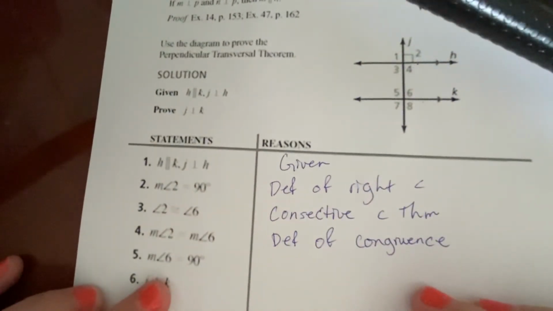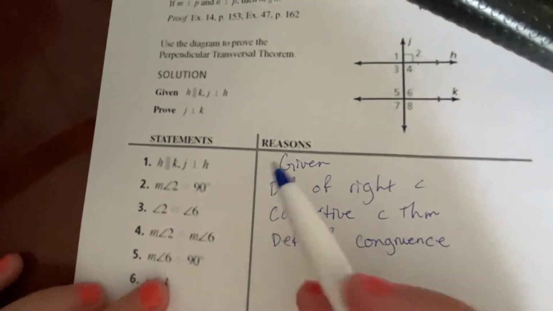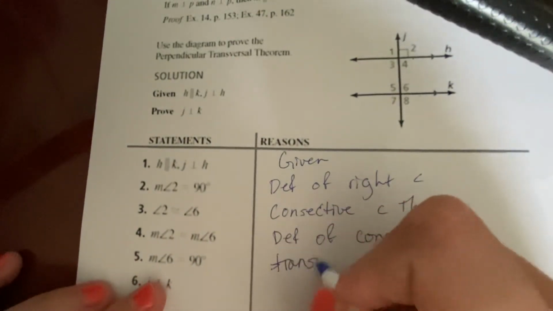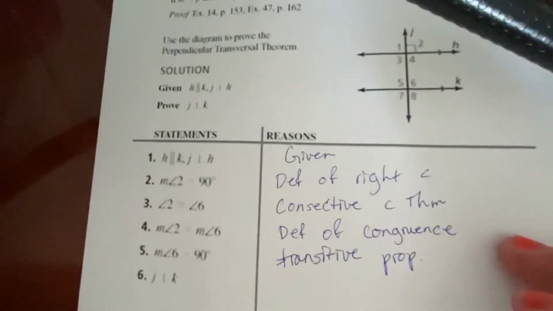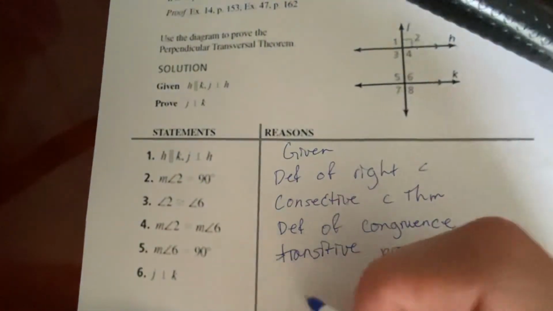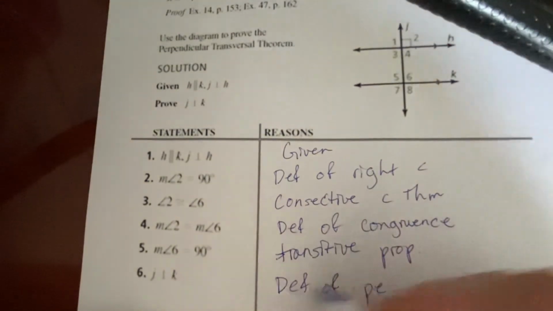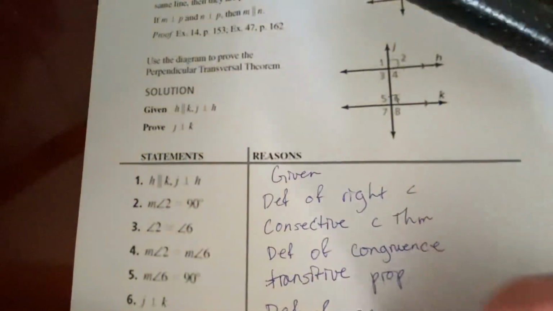All right, the measure of angle 6 is 90 because of substitution. Yeah, if 2 is equal to 90 and 2 is equal to 6, then these two are equal. So that would also be the transitive property. And by definition of perpendicular, we know because angle 6 is a right angle, right, that J and K have to be perpendicular.